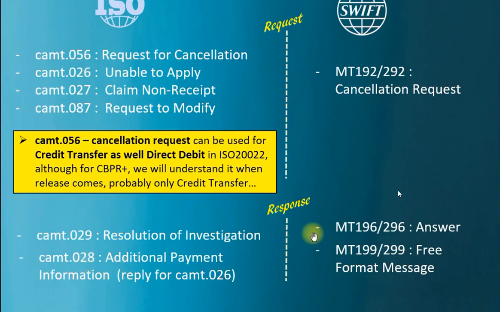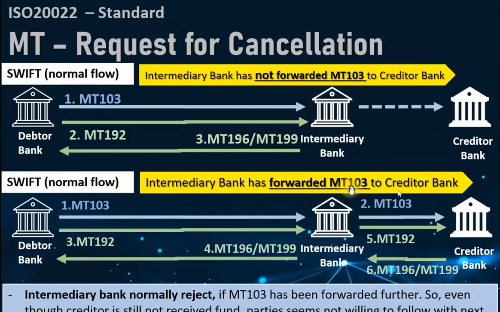So let's move to the next slide to see how it is happening in the MT world for request for cancellation. Let's take two examples. In the first two examples, we are talking about the normal flow without GPI. In the first example, the intermediary bank has not forwarded to the next bank. So when the data is initiated, it is still with the intermediary bank. Data is sent as MT103, it is received by the intermediary, they are still processing it. The data requests to cancel it via MT192. They reply back with 196 or 199.